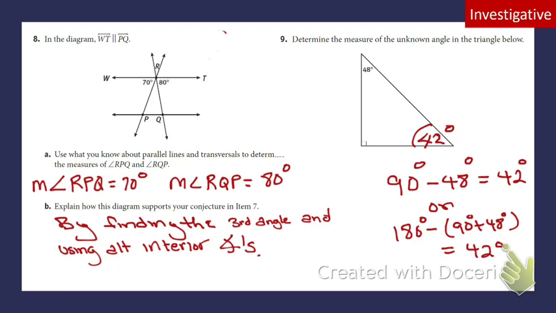For number 9, fairly simple. We know all three angles add up to 180. We subtract 90 plus 48 from it, and we're going to get 42 degrees. The other thing that you should know is this is a right triangle. So if we know that this is 90 degrees, then we know that these two angles add up to 90 degrees. Therefore, 90 minus 48 is going to also give us 42 degrees. So there are different ways to find these angles. Let's move on.